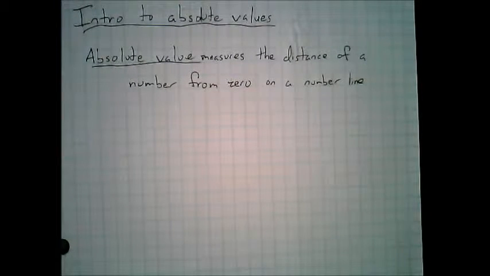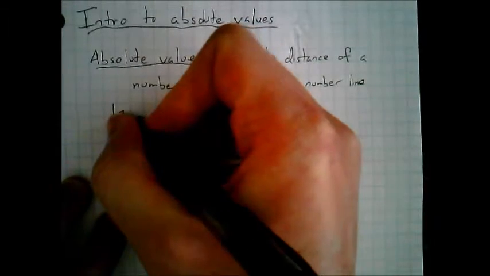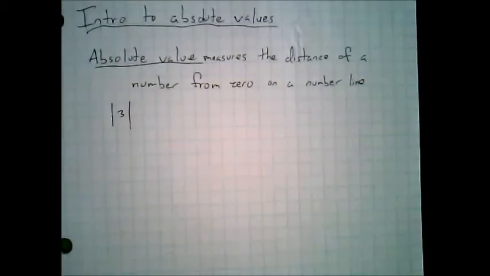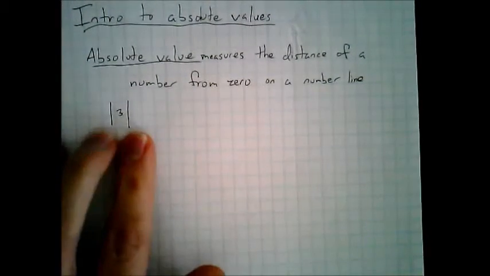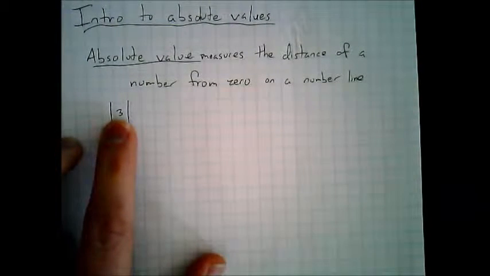Okay, in this video we're going to look at introducing absolute values. Absolute values simply measure, or technically measure, the distance of a number from 0 on a number line. Now that might sound a little more complicated than what it actually is, but absolute value is very simple. We use vertical bars to represent absolute values. These vertical bars are the absolute value, and we're finding the absolute value of 3.